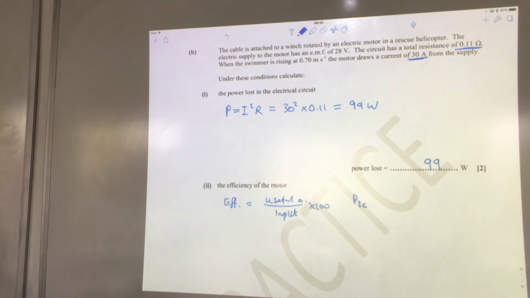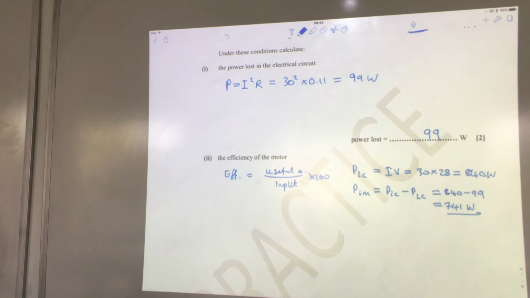So let's work out the input to the circuit. We'll call it power input IC, power input to the circuit. That's going to be current times the voltage, which is 30 multiplied by 28. That's 840 watts. Next, we want to work out the power input to the motor, so I'll call that PIM. That is the power input to the circuit minus the power lost in the circuit, which I'll call LC, which is 840 minus 99, and that gives us 741 watts. So that's the power input to the motor.